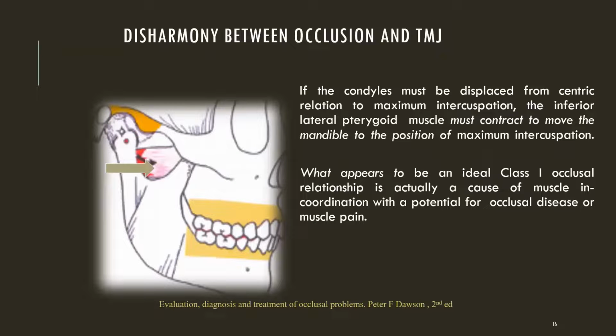However, if there is a disharmony between occlusion and TMJ, the condyles are displaced from the centric relation to the maximum intercuspal position. So the inferior lateral pterygoid muscles contract to move the mandible to the maximum intercuspal position. So the condyles must be pulled forward, since they are pulled in the forward direction.